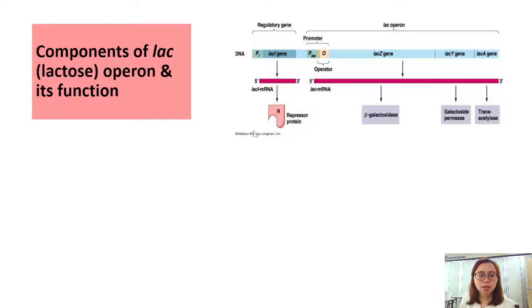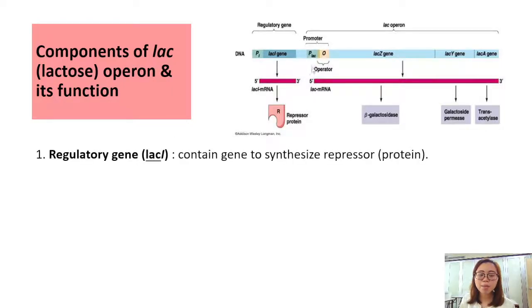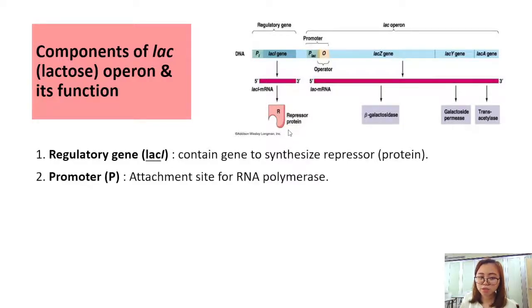So let's look at the components of the lac operon and its functions. Apa yang ada dalam lac operon kita? Lac operon E. coli. The first component is the regulatory gene ataupun LAC-I yang di sini pertama. LAC-I will contain the gene to synthesize repressor protein. Ini akan hasilkan mRNA LAC-I. LAC-I mRNA will produce repressor protein.